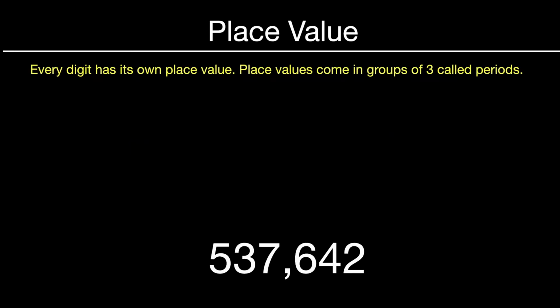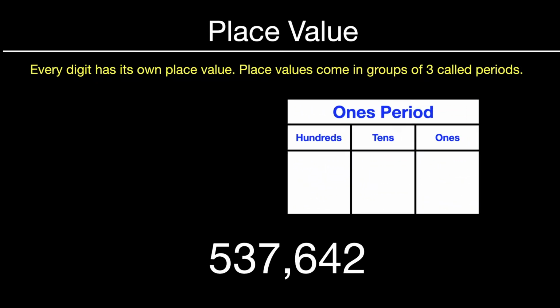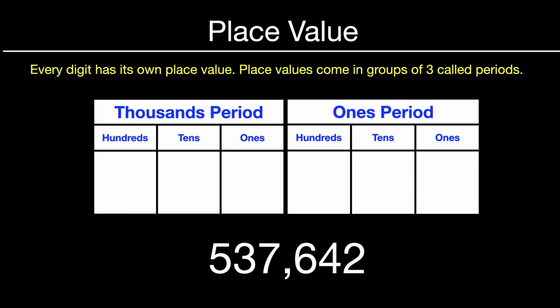Okay, so when we're talking about place value, every digit has its own place value, and the place values come in groups of 3 called periods. So let's look at the ones period first. That has ones, tens, and hundreds. And then today we'll also have the thousands period. Notice that that also has ones, tens, and hundreds, but those would be in the thousands.